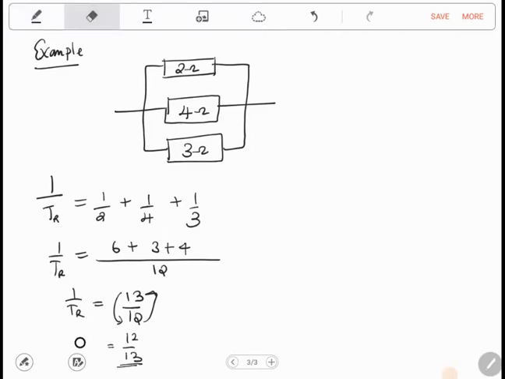So our total resistance will be equal to 12 over 13 ohms, since we swapped those. If you've got a calculator, you can divide and get a decimal number. So that is how you do it. See you in the next video.